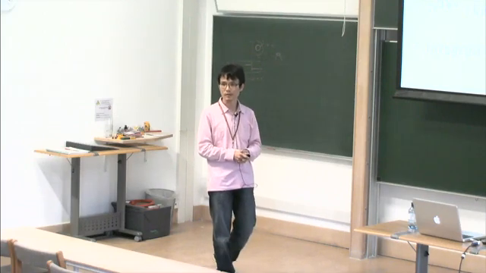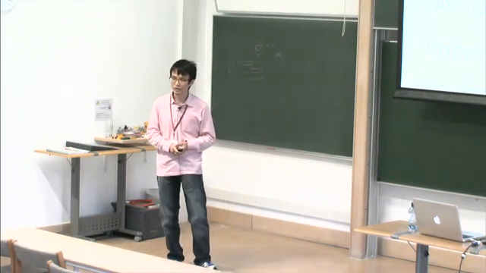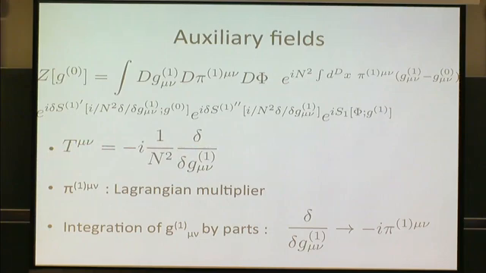Therefore, it's nothing but the original theory with the double trace operator turned on. Now, what we can do is the integration by parts for this functional integration over the metric. If you do that, the derivative with respect to the metric now acts on the left, where I have this term in the exponential.